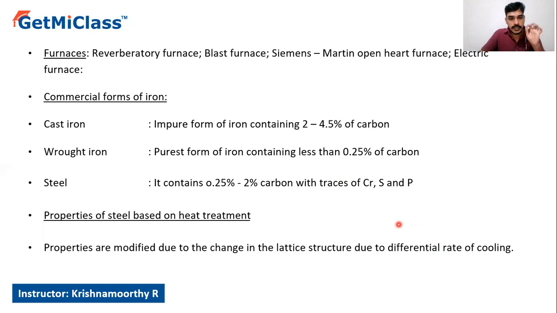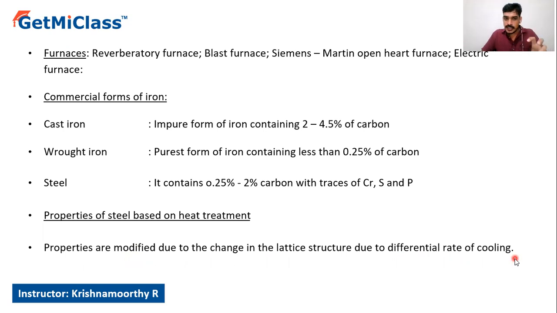steel. Properties of steel are based on heat treatment. Steel is a kind of alloy made from iron, and you can prepare different qualities of steel just based on the percentage variation of carbon added as well as heat treatment. Properties are modified due to the change in the lattice structure due to the differential rate of cooling.